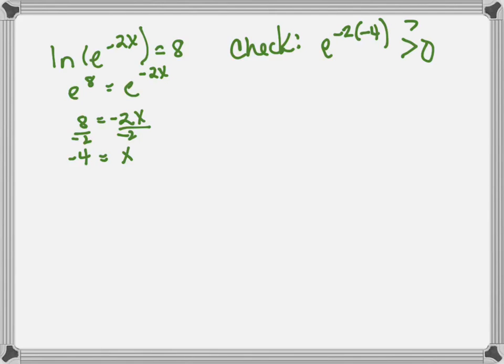I'm going to check. So e to the negative 2 times negative 4, is that greater than 0? It's an exponential expression, so it does need to be. But e to the 8th is greater than 0. So negative 4 is our solution.